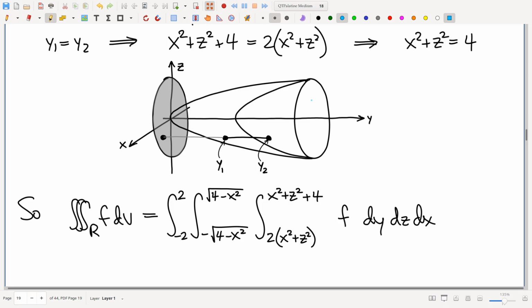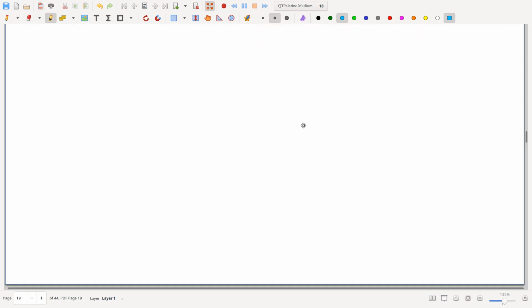So make sure you give yourself all the practice you need with drawing these kinds of figures, and with the slicing and the projecting approaches. Both very useful. All right.